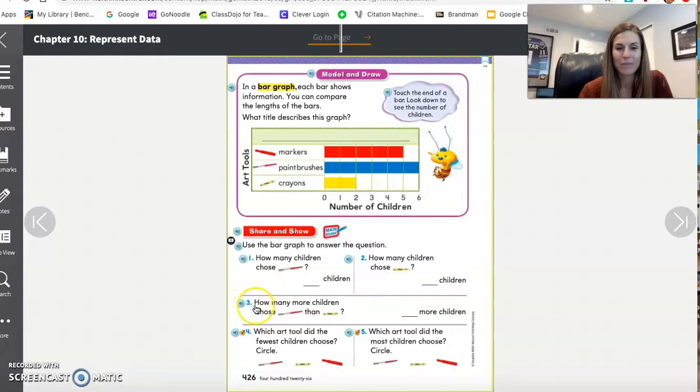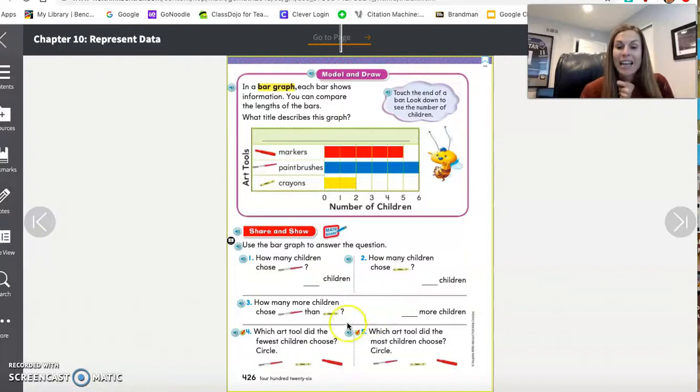Okay, number 3. How many more children chose paintbrushes than crayons? This sounds like a question that's asking the difference. So let's take a look at paintbrushes. We know that is 6, and we know crayons is 2. So how many more? 1, 2, 3, 4. If you said 4 more, then you are right. Write that down, 4 more.